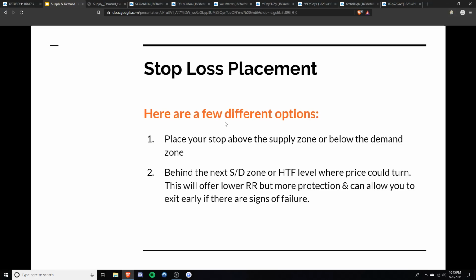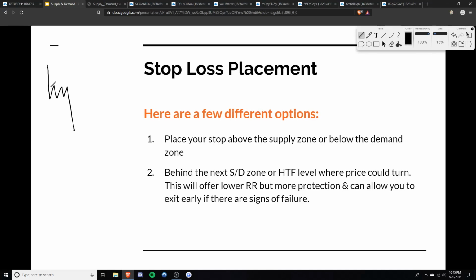Stop loss placement. Here are a few different options for your stop losses. You can place your stop above the supply zone or below the demand zone. So if you have a drop, base, drop, supply zone, here's your entry. You can place your stop above here. Typically, if you have a key zone with a lot of significance, that will work out fine.